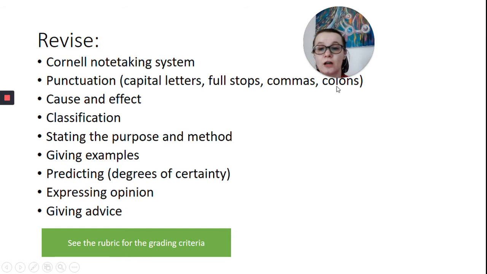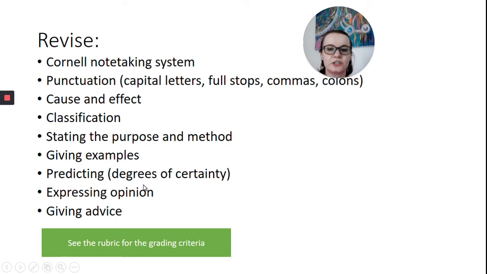Commas and colons actually are the part of the language use, and they are in Appendix 1 as well. So it's not like you have to know all the comma uses or all the colon uses, just the ones included in Appendix 1. So regarding language use, the following functions should be revised: cause and effect, classification, stating the purpose and the method, giving examples, predicting with different degrees of certainty, expressing opinion, and giving advice.